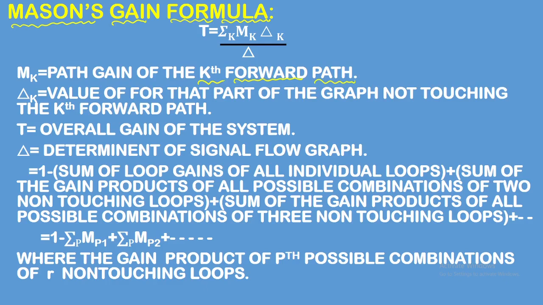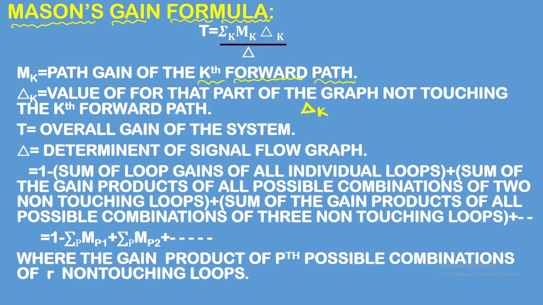Then delta k is the value for that part of the graph not touching the kth forward path. See, delta k we are going to calculate, the delta value will be the same, we are going to calculate the part which is not touching that forward path. Especially whenever you are solving the problem, you are going to understand what is the meaning of this delta k. So let us understand delta, then you will understand what is the meaning of delta k.